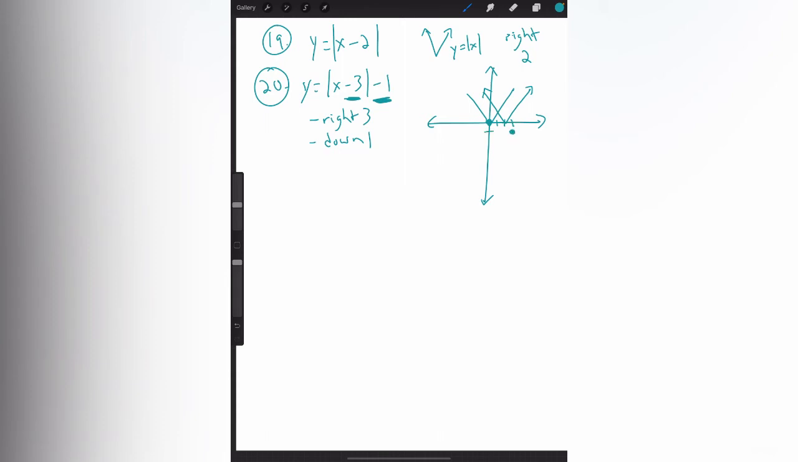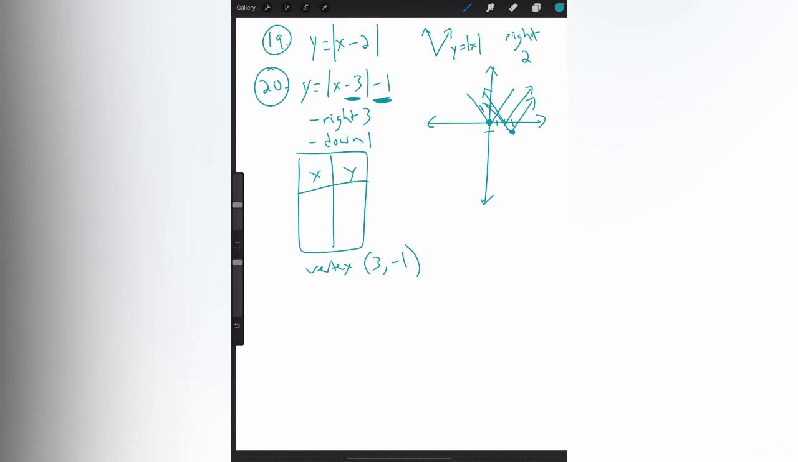And if I were to make a table of values, right? If I were to make that table of values for number 20, I guarantee you, your shape is going to look like that. This is going to be your vertex here. Okay, your vertex is going to be at 3, negative 1. I don't know why it's starting to look like that. It looks, there you go.